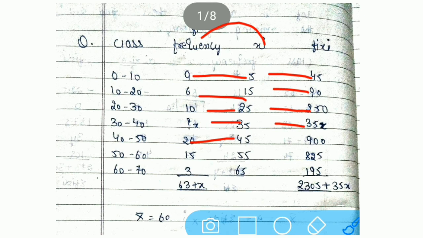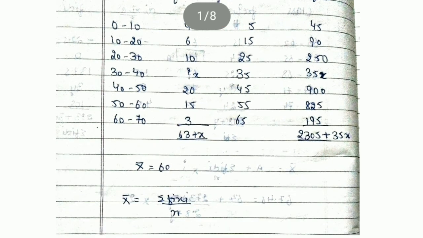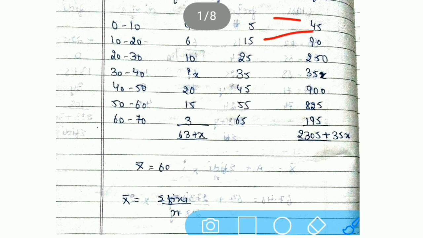Then 20 into 45, 900. 15 into 55, 825. 3 into 65, 195. So this is our column, sigma fi xi. When we multiply this fi into xi, our column will be fi into xi. Now do the summation of this. Column fi into xi: 45 plus 90 plus 250 plus 900 plus 825 plus 195. So it gives us a total of 2305 plus.